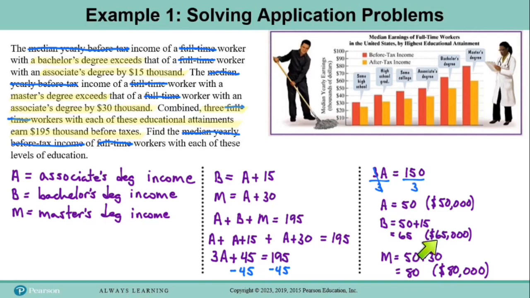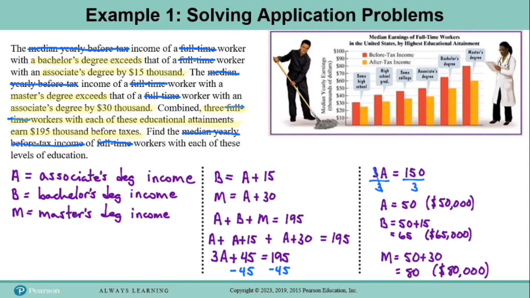Is that true? Does the bachelor's degree exceed the associate's degree by $15,000? And that is true. Okay, now let's go to the next piece of information. It says the master's degree exceeds the associate's degree by $30,000. Okay, is that true? The master's degree amount was $80,000, the associate's was $50,000. So yes, the master's degree does exceed the associate's by $30,000.